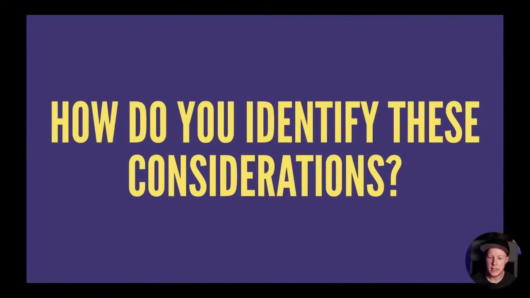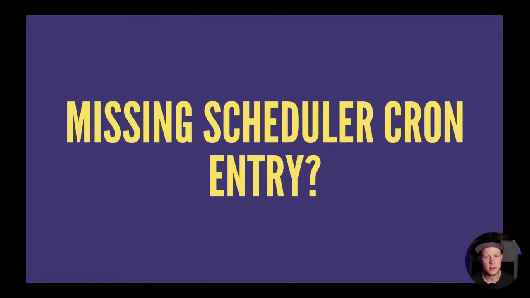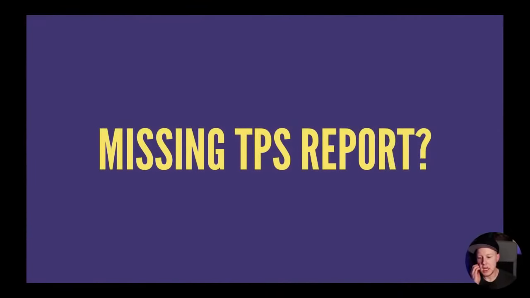So here's the next thing. How do we identify these things that we need to consider? If you have a missing scheduler cron entry, you'll probably look a lot like this when you realize you have yourself a deployment checklist. You only need to do this once per application deployment. Have a checklist. Missing TPS report. Eventually, someone's going to come at you looking at it like this, and you probably want to find out some other way that this is happening.